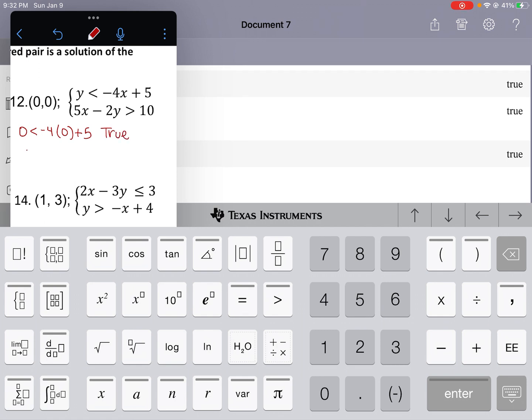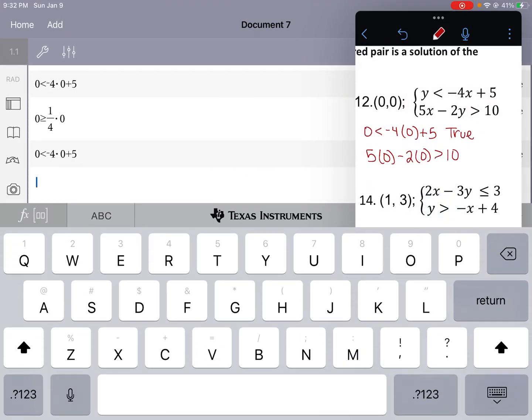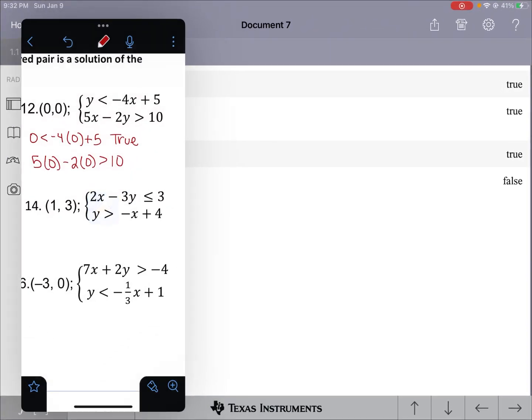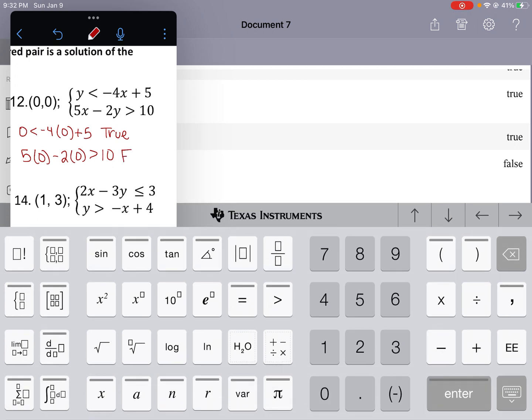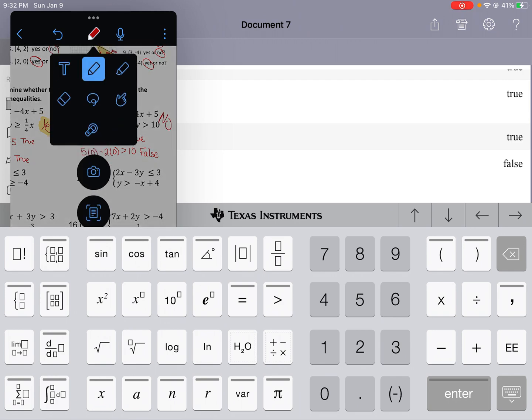Okay, I plug it into my second one. 5 times 0 minus 2 times 0 is greater than 10. It says it's false. So if it's one true and one false, that means no, it's not a solution. So no, this is not a solution.